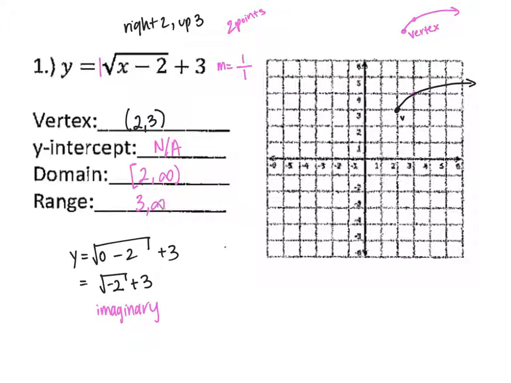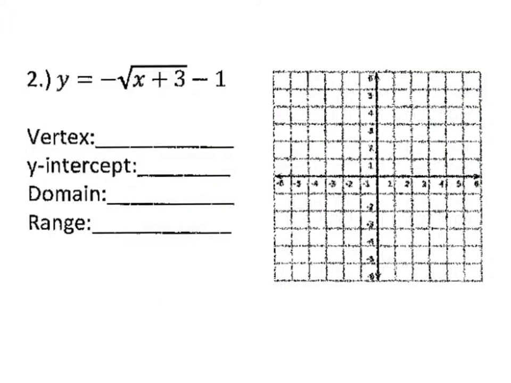3 to positive infinity, parentheses, and then bracket. And there we have it. We just found all of the components and the graph. And we're done.